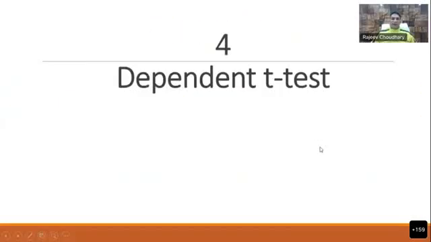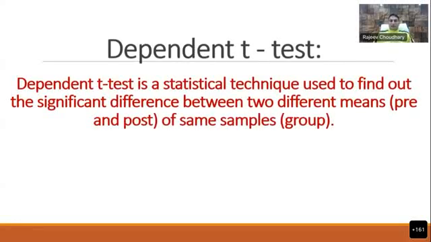After discussing the independent t-test, ladies and gentlemen, please note, the independent t-test is used to conduct survey studies. It's not applied to conduct experimental studies, but on the other hand, the dependent t-test is used to conduct experimental studies. How? We will discuss in detail. Let's start with the meaning and definition of dependent t-test.